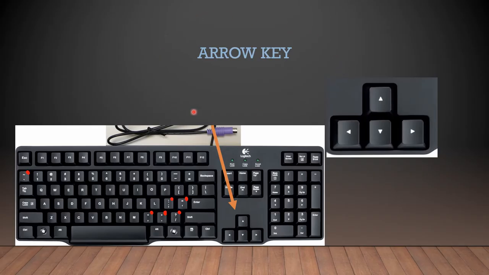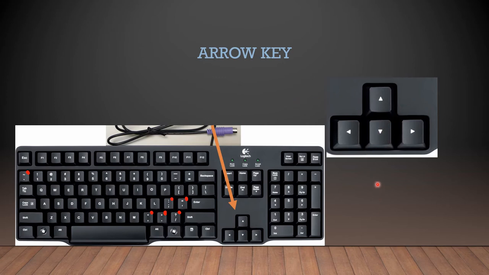Students, can you tell me the name of these keys? No, I will tell you. These are arrow keys. Students, these keys have a small arrow on them, that is why they are called arrow keys. There are four arrow keys on the keyboard. They help us to move up, down, left, right. These keys are mostly used in games. When you play a game, then you use these keys.